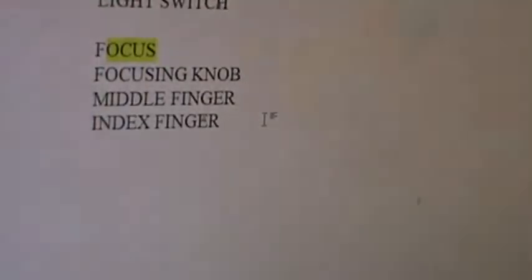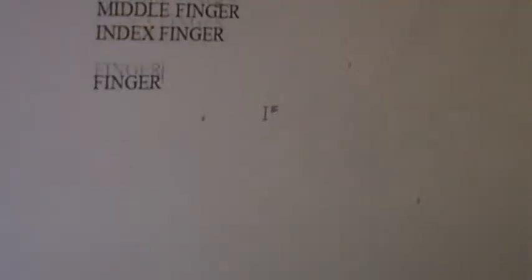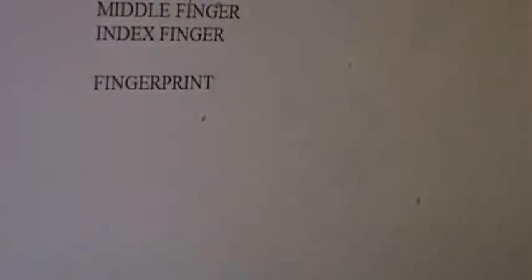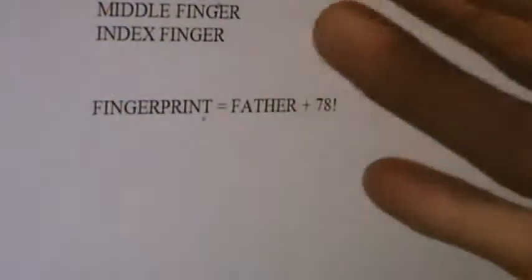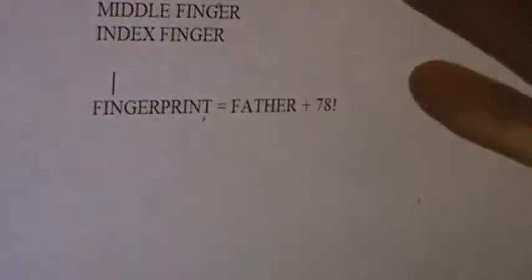Let's solve your fingerprint. Your fingerprint is on top. Wow. Let's solve every fingerprint for Father. Fingerprint, in fact, we saw it recently, equals focusing knob. Fingerprint is Father plus 36 plus 42, 78. What's on top? Go to the top of your finger. That's where you get your fingerprint.